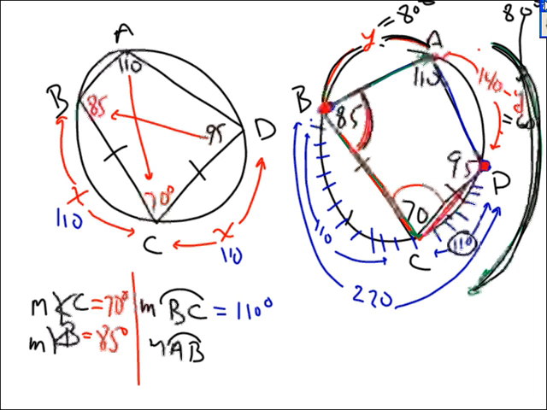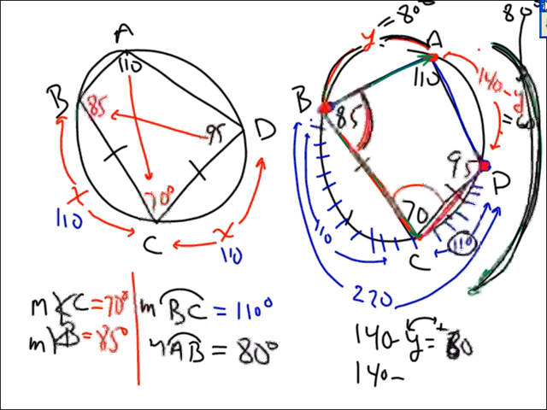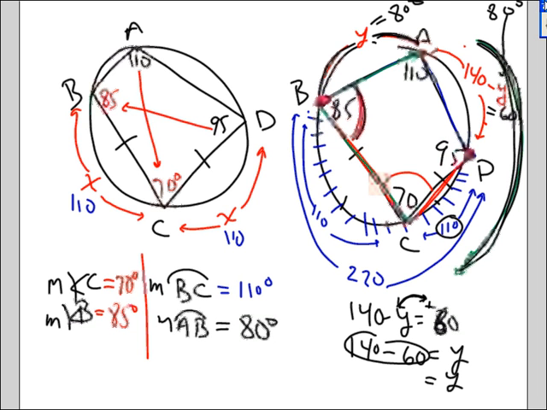Arc AB is 80 degrees. If you have 140 minus Y is positive 60, excuse me, you can switch these. The 140 stays. This positive 60 comes to the other side as negative 60, and the negative Y, which we hate because it's negative, goes to the other side as positive Y. And now we're done. Just subtract these two numbers, and now you know Y, which is 80. Okay, that finishes that problem.